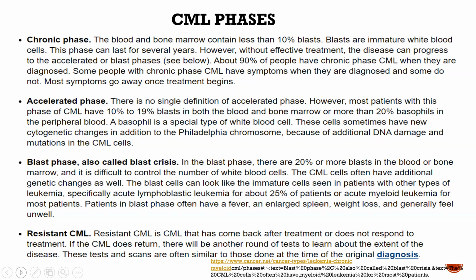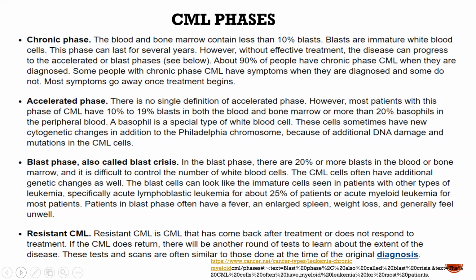The blast phase, also called blast crisis, is represented by the appearance of 20% or more blasts in the blood and the bone marrow, and it's difficult to control the number of white blood cells. The blood cells can look like immature cells in patients with other types of leukemia, especially acute lymphoblastic leukemia. Patients in the blast phase often have fever, an enlarged spleen, weight loss, and generally feel unwell.